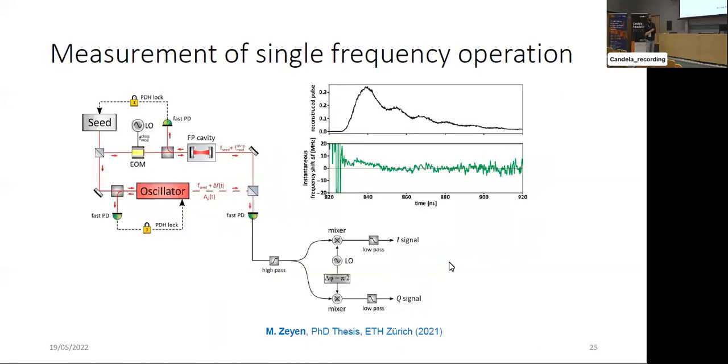And then we also measured the chirp in the laser pulse. We did this by frequency shifting the seed and then superimposing it with the oscillator pulses, detected the beat signal on a fast photodiode, and quadrature demodulated it here, and we could reconstruct the pulse nicely. And I would argue that the chirp is basically 0, so we don't have a lot of chirp.